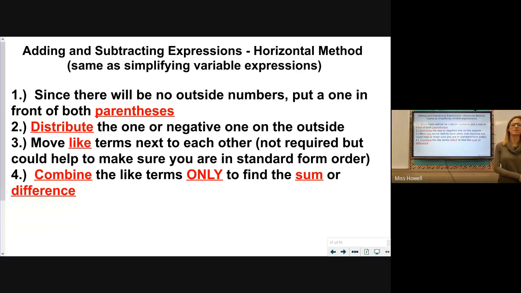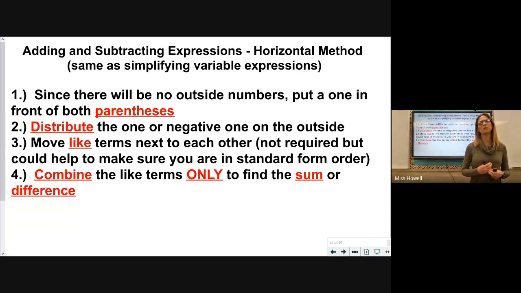So the first thing you want to do is, there's going to be no numbers outside of our parentheses because we're going to have two polynomial expressions, right? One big polynomial plus another, or one big polynomial minus another. So you want to put ones on the outside of your polynomial expressions, or outside the parentheses. So your first step will be to distribute. You'll be either distributing a positive one or a negative one, so be careful with your sign.